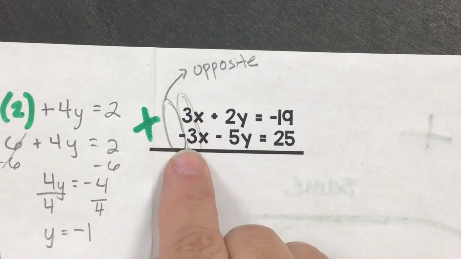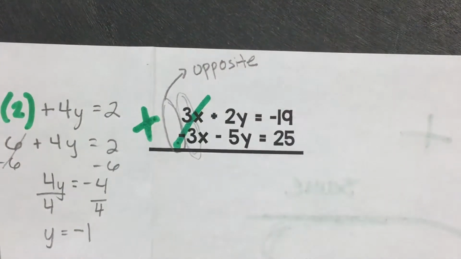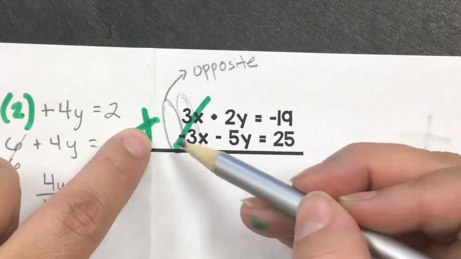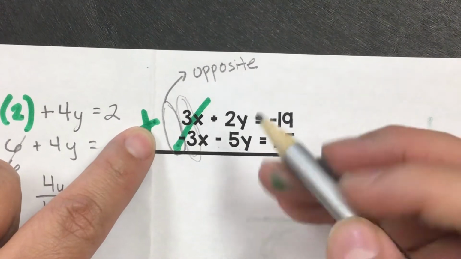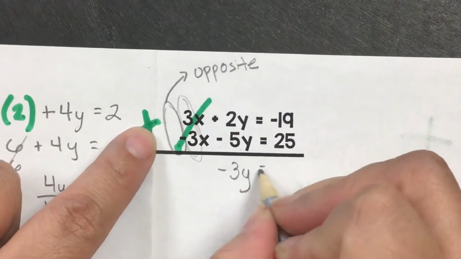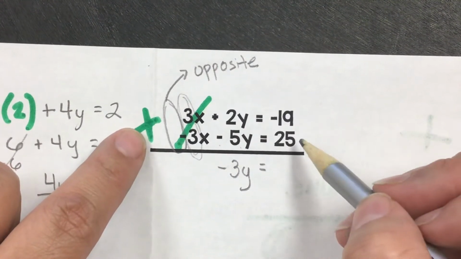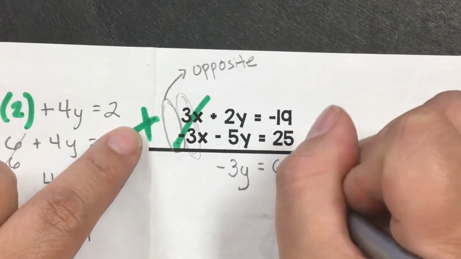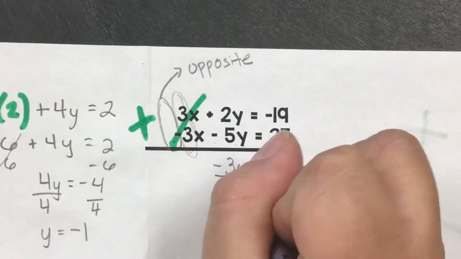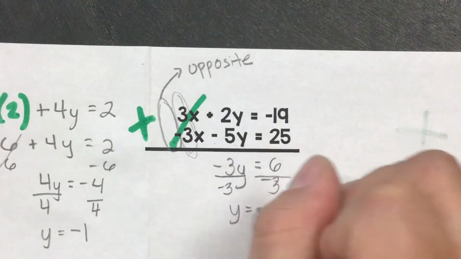3 plus a negative 3 is 0, and that's how we got it to eliminate. 2 plus a negative 5 is a negative 3y. A negative 19 plus a positive 25 is 6. Then we're going to divide by negative 3. y is equal to negative 2.